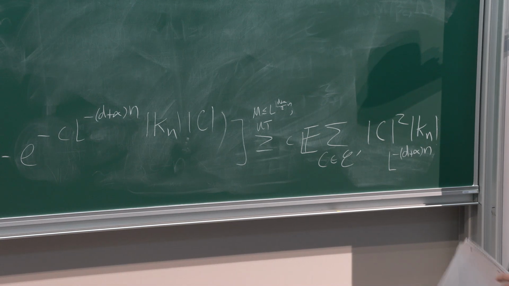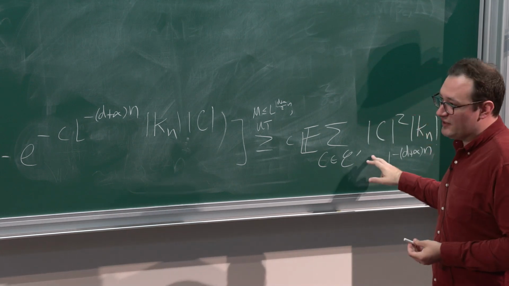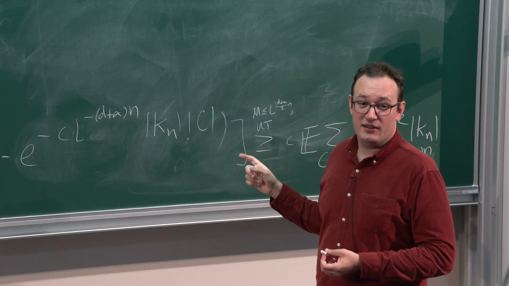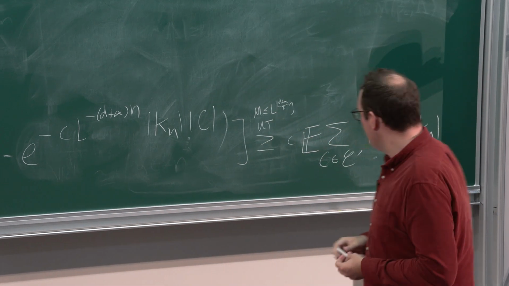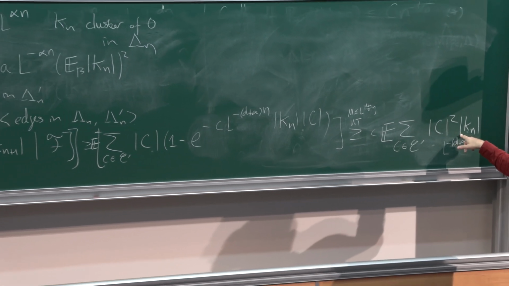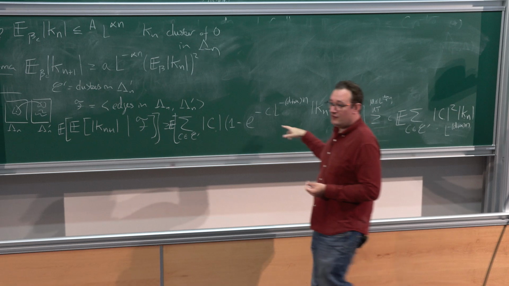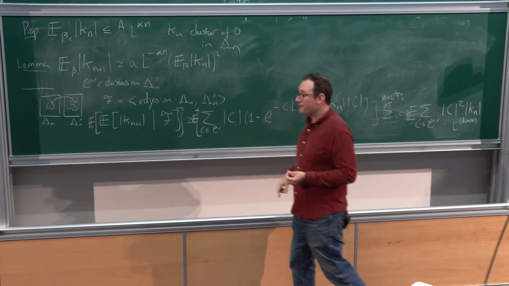Okay. And now what I claim is that this bound here is actually equal to the claimed bound in the lemma. Okay. And the reason is that these two things are independent of each other, right? These two boxes. So I can factor out this expectation. That gives me one of these.